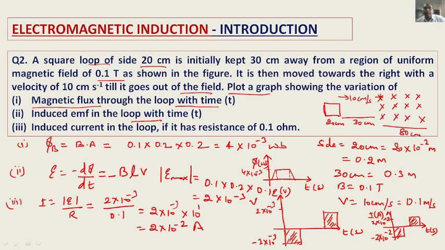So in this way we calculate the magnetic flux and induced EMF. Because the loop is moving in the magnetic field, it is taken as motional EMF, that is, motional EMF is BLV, where V is the velocity of the loop.